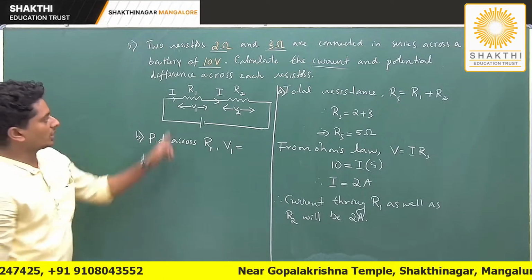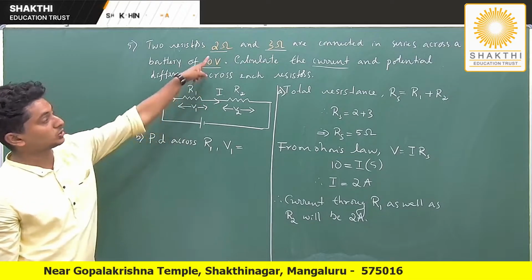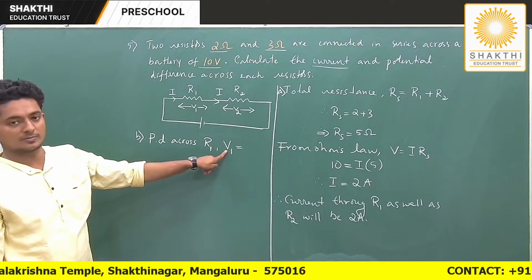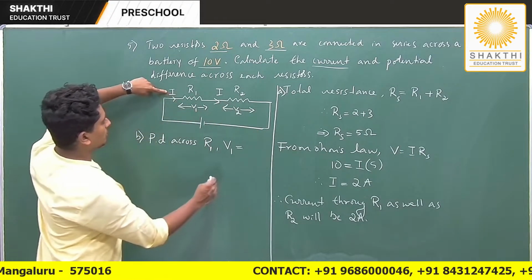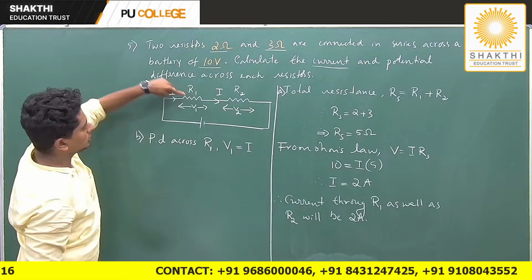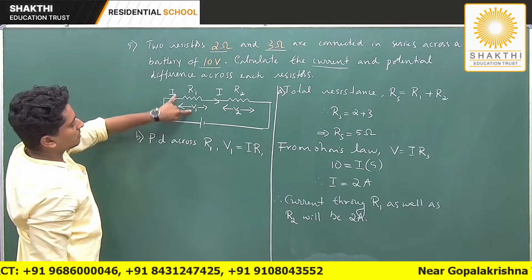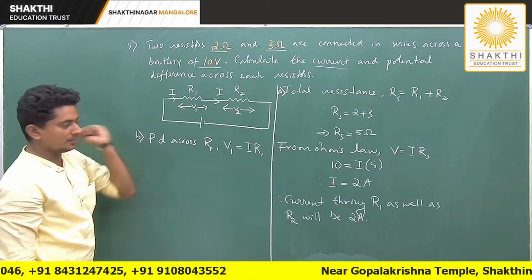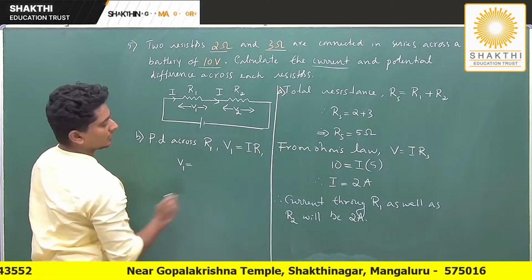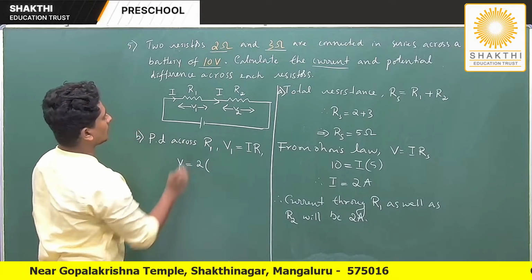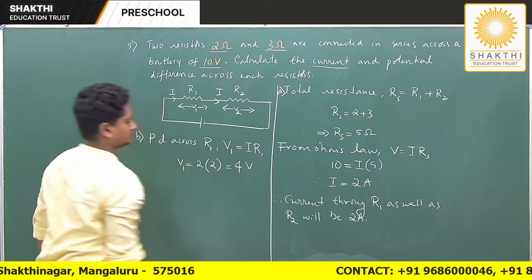What is the formula? So I know the current I have found out is 2 ampere. I know the resistance R1, which is 2 ohm. How can I find the voltage? I use Ohm's law again, that is V is equal to IR. So here V1 will be equal to I, which is the current through R1, into R1. See, very easy to remember. V1 is equal to I into R1. Okay, substitute. So V1 will be I, which is 2, into R1, which is 2. So your answer will be 4 volt.